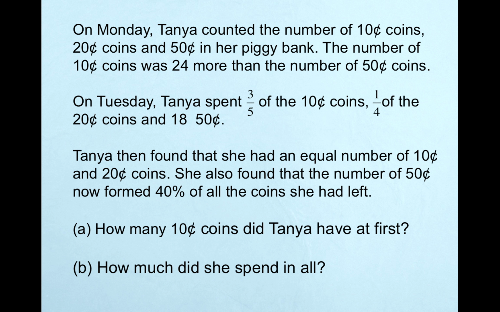Let's take a look at this question. On Monday, Tanya counted the number of 10 cent coins, 20 cent coins, and 50 cent coins in the piggy bank. The number of 10 cent coins was 24 more than the number of 50 cent coins. On Tuesday, Tanya spent 3/5 of the 10 cent coins, 1/4 of the 20 cent coins, and 18 50 cent coins. Tanya then found out that she had an equal number of 10 cent and 20 cent coins. She also found that the number of 50 cent coins now formed 40% of all the coins she had left. How many 10 cent coins did Tanya have at first? How much did she spend in all?